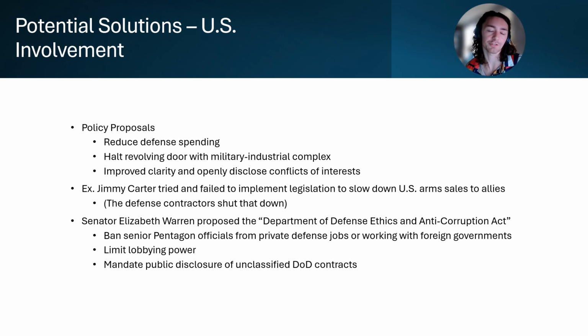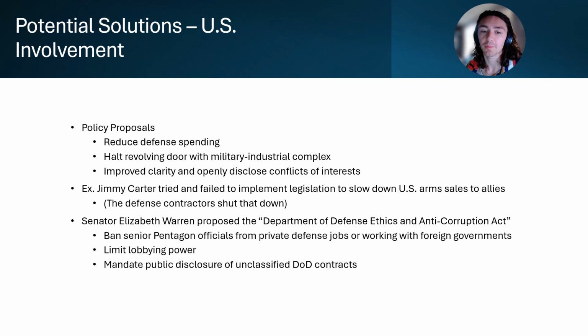Jimmy Carter actually tried to implement legislation that slowed down arms sales to allies and made it a little more difficult for the military-industrial complex to profit from war, to disincentivize it a little bit. That didn't actually work out because the defense contractors shut it down. They have a lot more power than the president. They have a lot more power than a lot of the branches of government. They kind of run all of Congress.